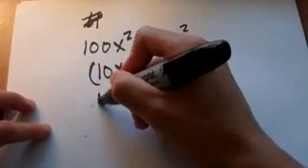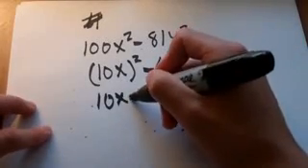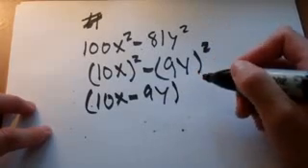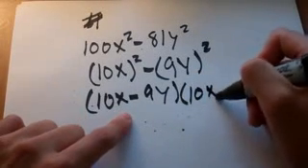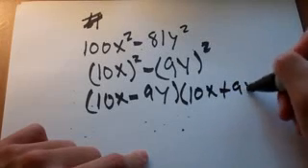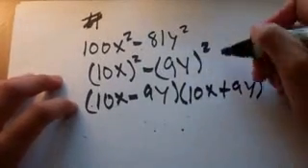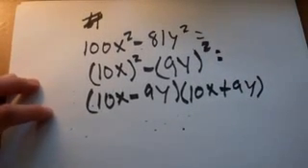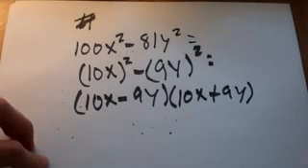So now I can say 10x minus 9y times 10x plus 9y. And if we were to multiply this together, we would get what we started with. So don't forget your equal signs, because math teachers will take off points for missing equal signs. Okay, so that's our final answer.